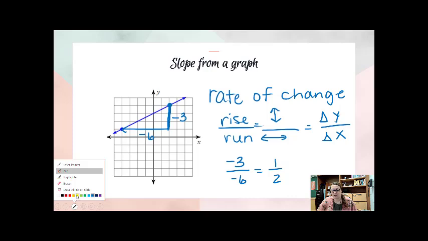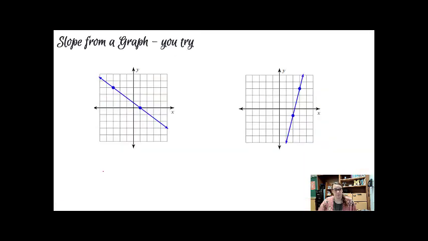Remember when I said you could do it 2 different ways? Let's think of it if we drew the triangle on the other side. So if I instead started with this point, and I went up 3, that'd be +3. And then I went right 6, that'd be +6. That would have been 3 over 6, which is also 1/2. So again, it doesn't matter which one you do. Just make sure if you are going to the left, it's negative, and if you're going down, it's negative as well. Let's look at another example.